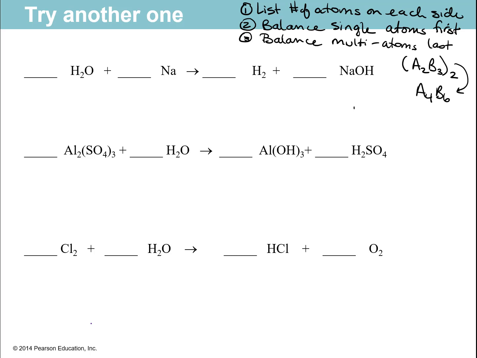All right, so in this one, first thing to do is draw a line through the arrow, right? Because that's going to help you split reactants and products. Remember what you start with and what you end with. Second thing, you list the number of atoms on each side.